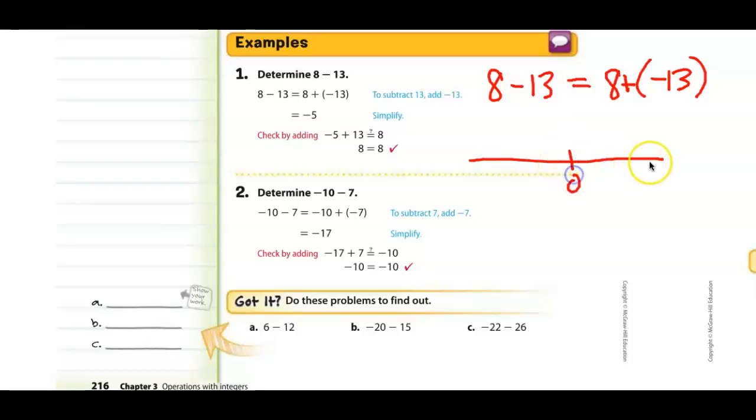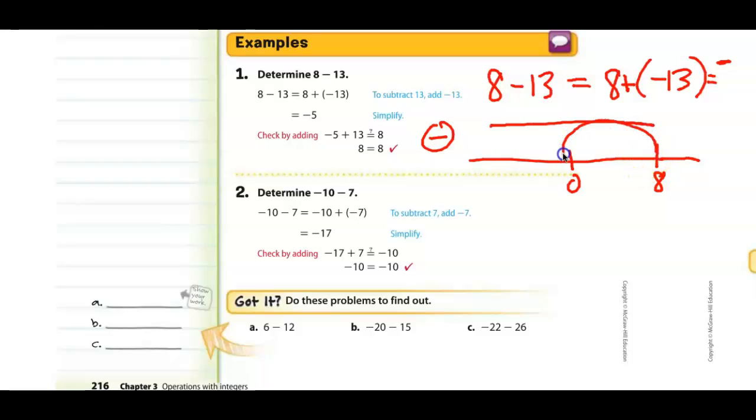and pretty soon you're going to get kind of used to doing this in your head, and you won't necessarily have to draw number lines, but for right now, I think it's a good idea for the concept to actually do this. So we're going to add a negative 13, and we know that negative 13 has a greater absolute value than 8, and so we are going to end up on the negative part of the number line. So our answer is going to be negative, but negative what?